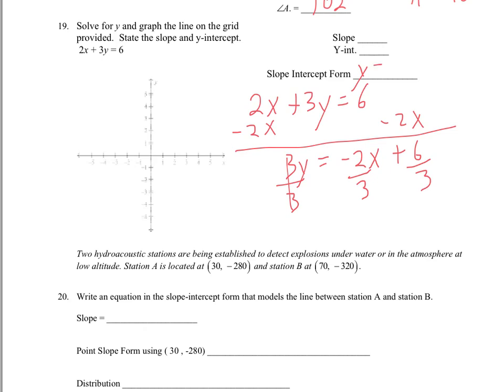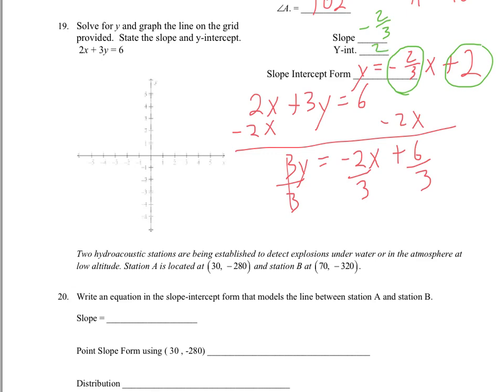Y equals negative 2/3 x plus 6 over 3, which simplifies to 2. The slope, I guess the number in front of the x, is negative 2/3. The y-intercept is the number after the x, which is 2.